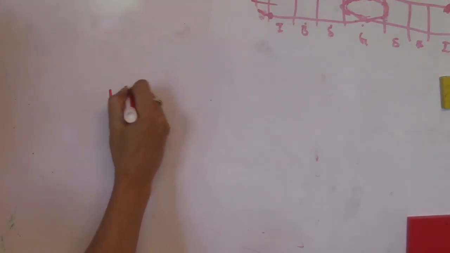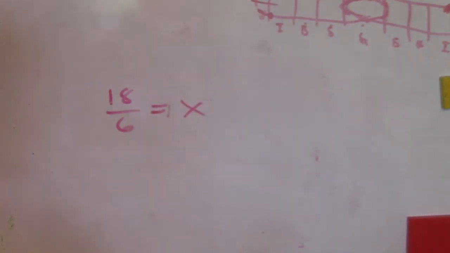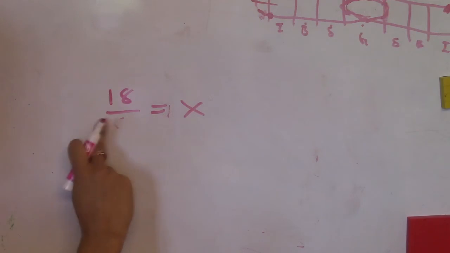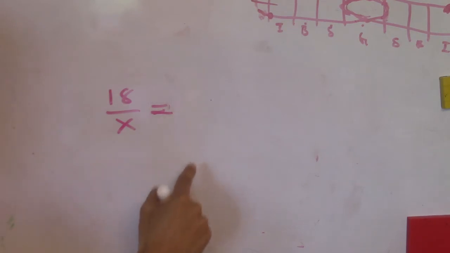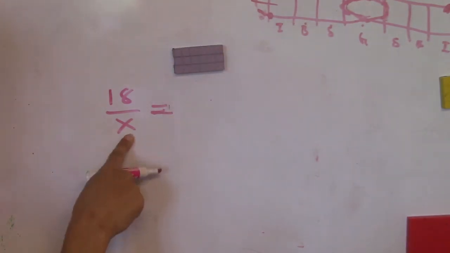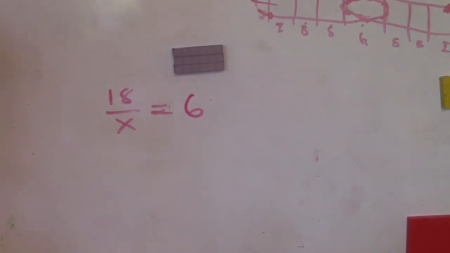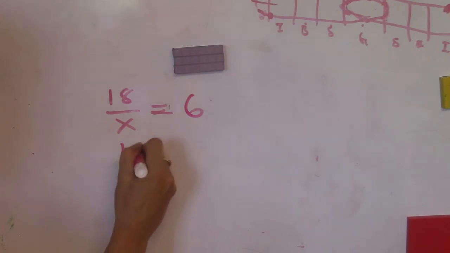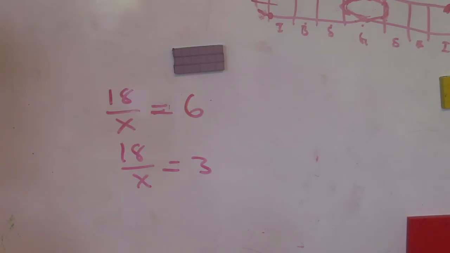If I have 18 divided by 6 is the same thing as x, what must x be? X must be 3. If I have 18 divided by x, what must this thing be over here? Well, using this, it could be anything, because x could be anything, but I'm using this rectangle. So I'm going to say that this is 6. What does x have to be? 3. All right. So if I have 18 divided by x, and now it's 3, what have I done? X is 6.